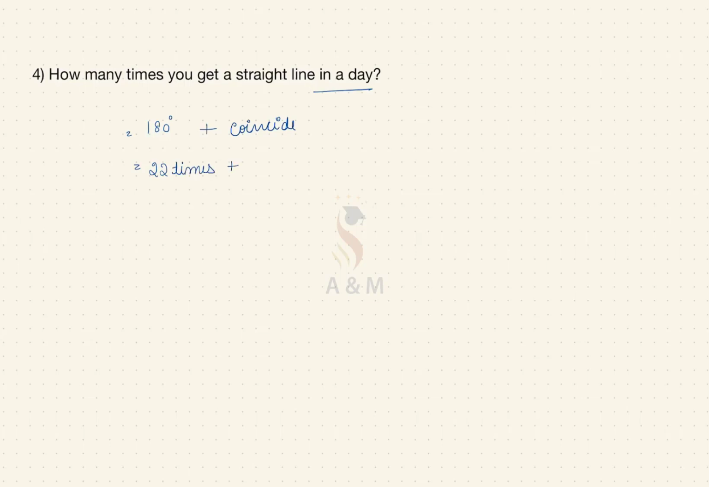Likewise, how many times in a day do the two hands of a clock coincide? That is again 22 times. So therefore in total it is 44 times. Remember, 90 degrees is not a straight line. Let's move on to the next problem.